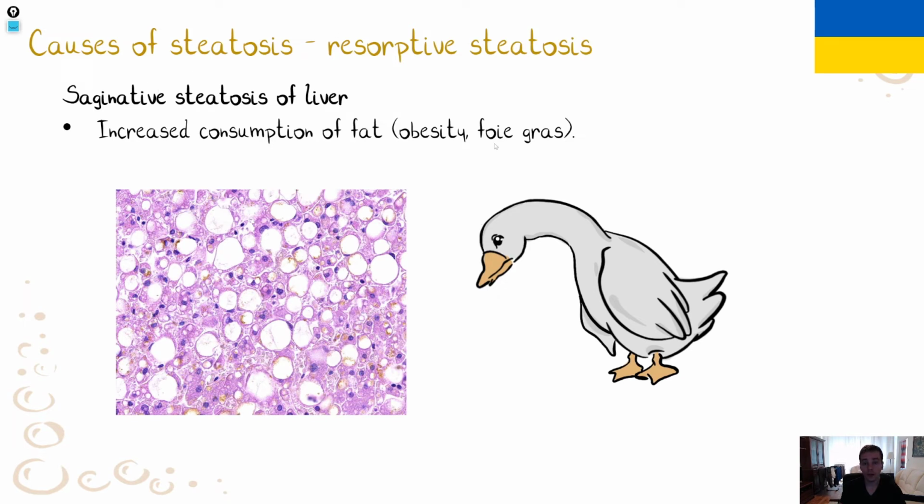Or foie gras. It's a typical example of alimentary steatosis from the pathological point of view. Those geese are simply stuffed with a lot of food until they develop severe steatosis of the liver, which is considered a delicacy in some countries.